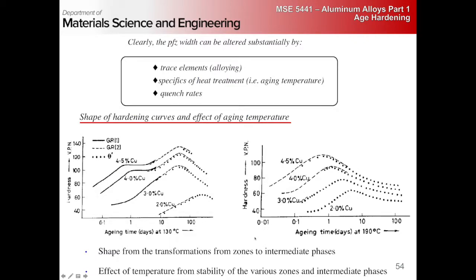Now compare that to aging at 190. We reach our peak hardness in less than 1 day, but we don't go as high. We have slightly more than, say, maybe 110 Vickers hardness. Here we have almost 140 Vickers hardness. But again, it's not practical to age an alloy for a month before we use it.